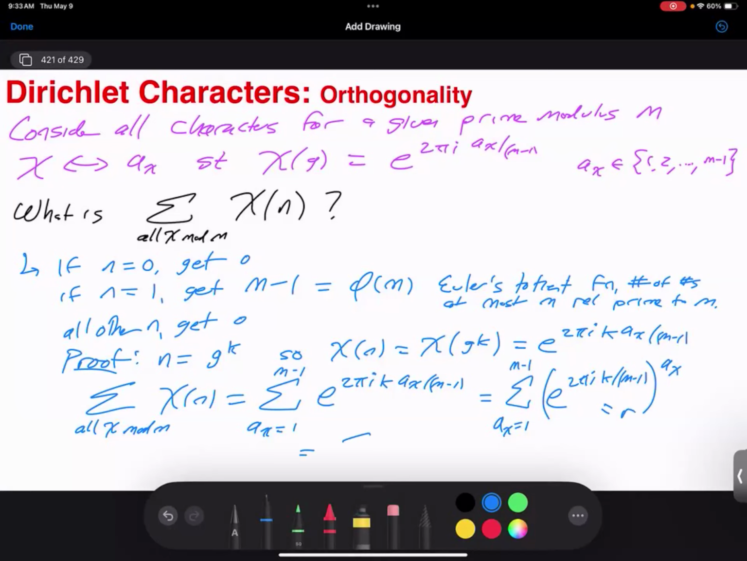So this is really the same as the sum. I'm going to switch from a sub chi to L. L goes from 1 to m minus 1 of r to the L. So that's going to be the first term r minus the last term to one higher power, r to the m, over 1 minus r. But r to the m minus 1 is 1, r to the m is r. Or if you want, this is the same as r over 1 minus r times 1 minus r to the m minus 1, but r to the m minus 1 is 1. This is just 0.